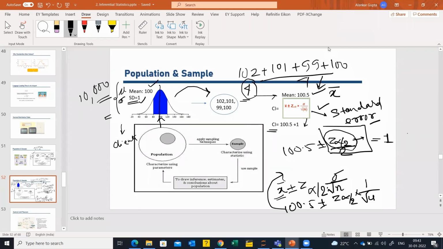So for now, just focus on this part, which is sigma by root n, the standard error of the means.